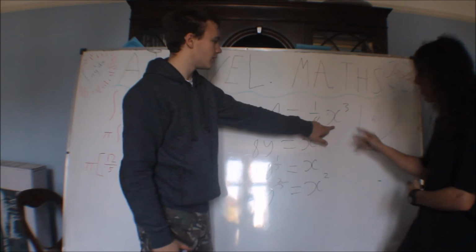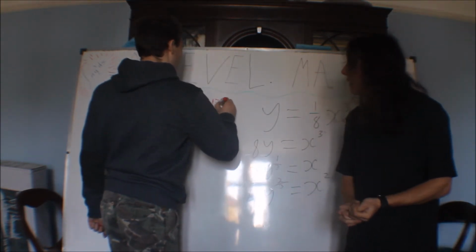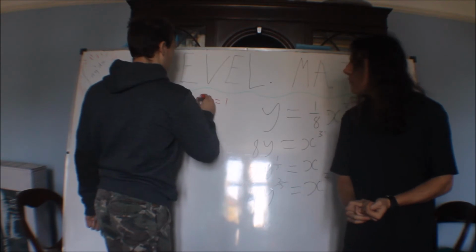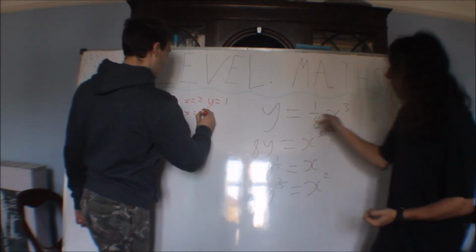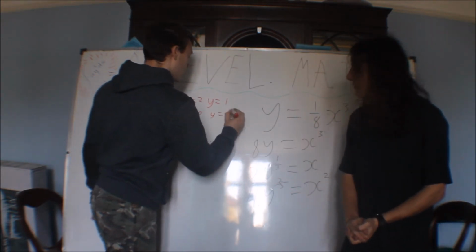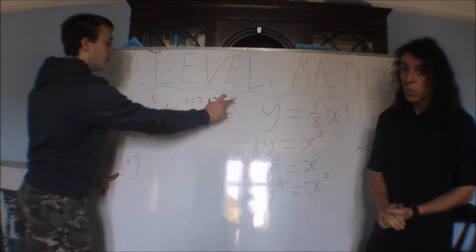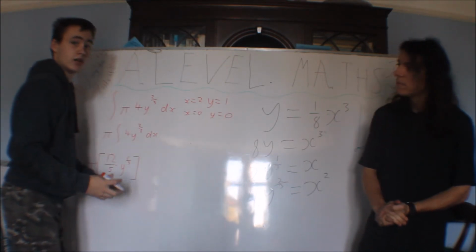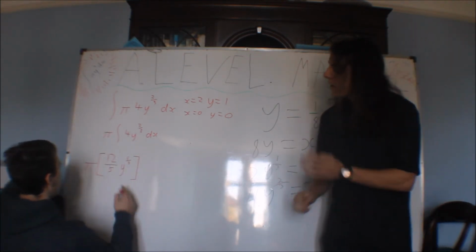So we have 2, so 2 cubed is 8, and an eighth of 8 is 1. So y equals 1 when x equals 2. Just to be clear to the examiner. And when x equals 0, so does y. That's handy. So what we're actually going to be putting in here isn't the 0 and 2 points they gave us, but the 1 and 0 points. And when you put 0 in there, it's just going to be 0, so we're going to ignore that.